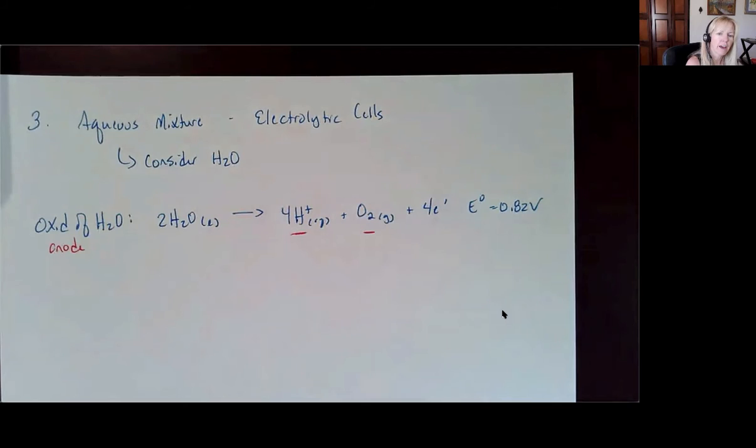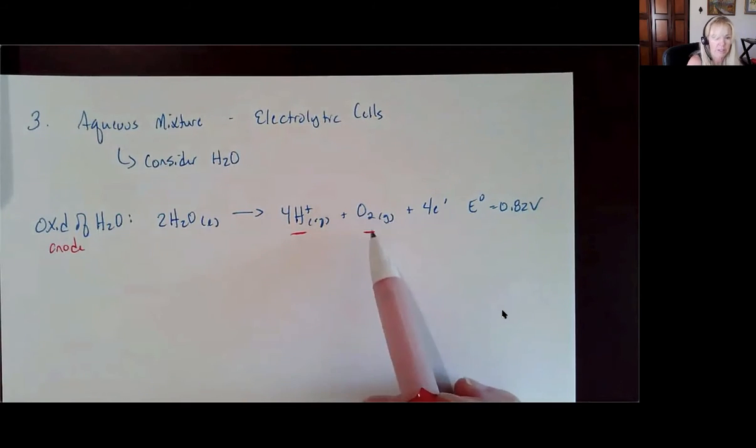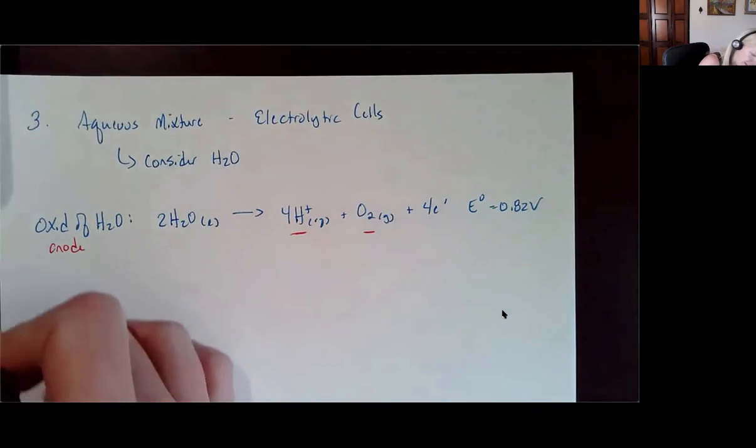So if I have an electrolytic cell and I just have water in there, I run a current through it, I'm going to see bubbling at the anode. That bubbling is going to be oxygen. What's going to happen at the cathode?